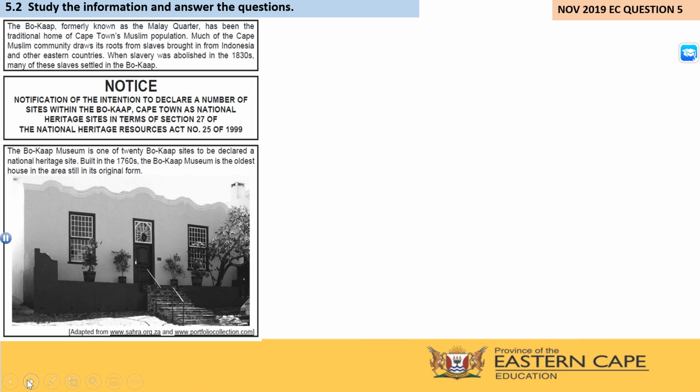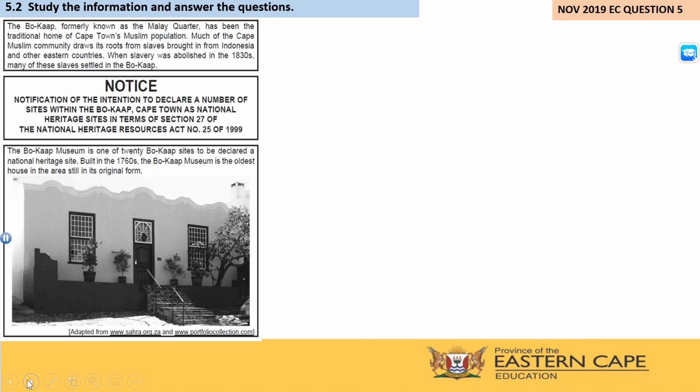Let's read it together. The Boerkaap, formerly known as the Malay Quarter, has been the traditional home of Cape Town's Muslim population. Much of the Cape Town Muslim community draws its roots from slaves brought in from Indonesia and other eastern countries. When slavery was abolished in the 1830s, many of these slaves settled in the Boer Kaap.